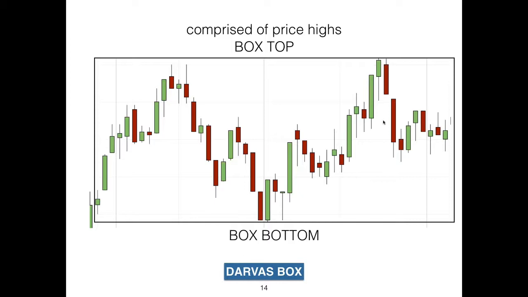When you connect the price highs, the box top is created. When you connect the price lows, the box bottom is created. A trader buys when the price breaks above the box top and sells when the price goes below the box bottom.